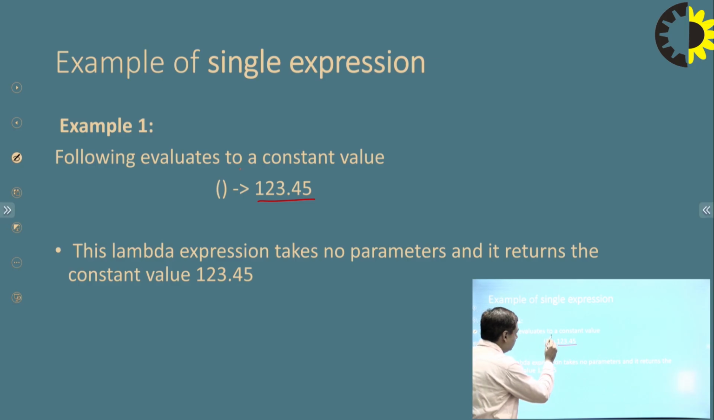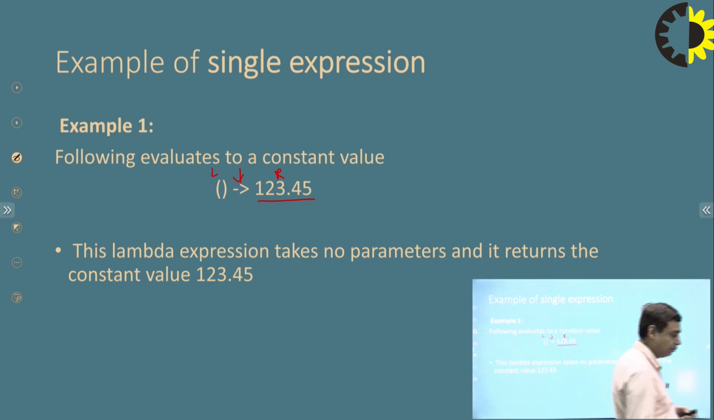So, it is a lambda operator. This is the left side, this is the right side. On the left side there is no parameter, so write the parenthesis blank. On the right side there should be an action, and the action is only a constant value and there is one statement, therefore it is called a single expression lambda expression. We can say expression lambda.